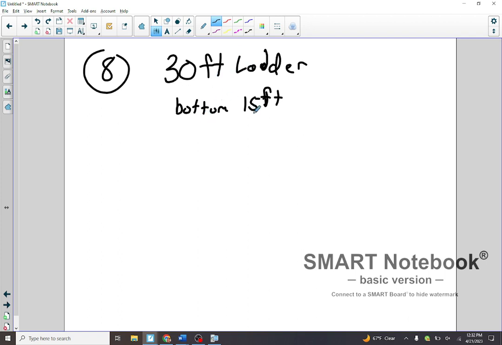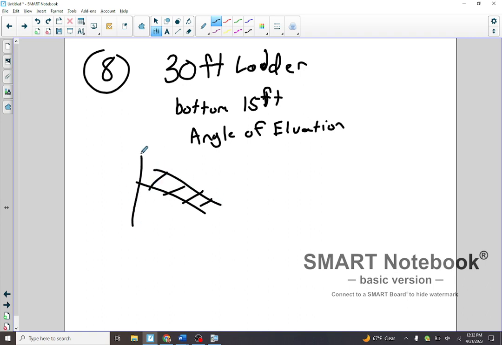So, 30-foot ladder, the bottom's 15 away from the base. What is the angle of elevation? So, it's literally the questions you did earlier. It's just that you have to kind of draw it out. So, here's your ladder, and here's your horrible barn. And then here's the distance. So in this case, the 30-foot ladder's over here, 15's over here. You've got to find theta.